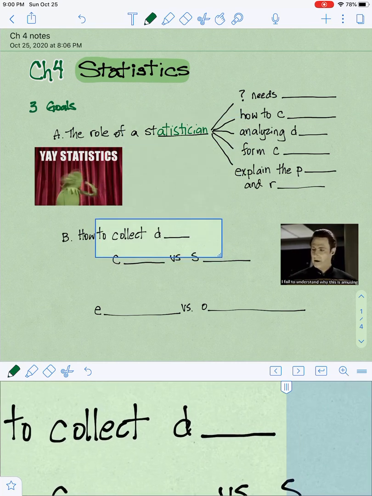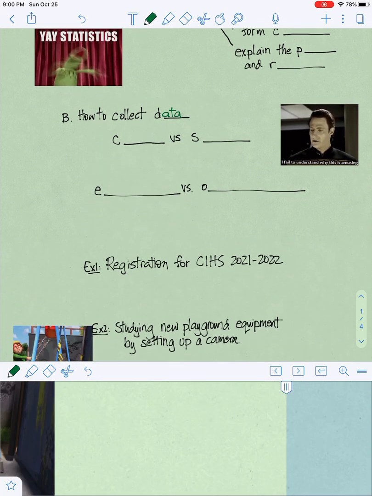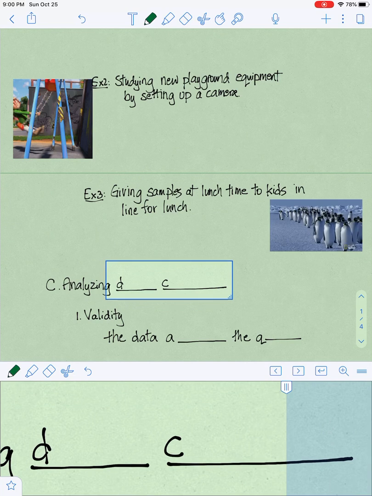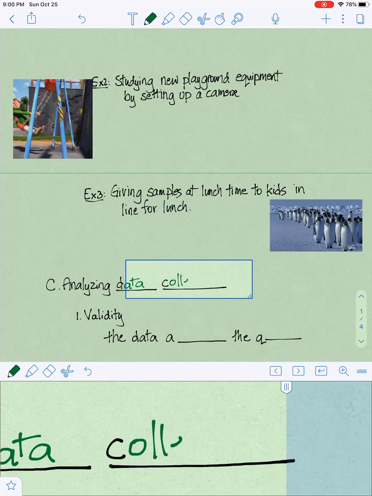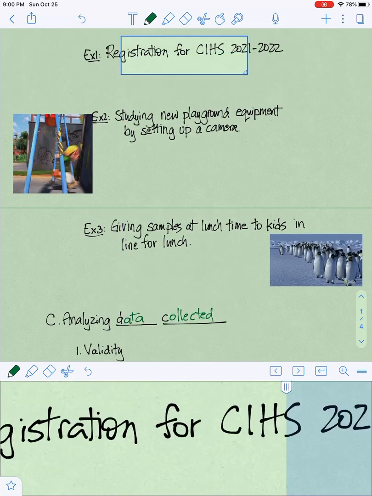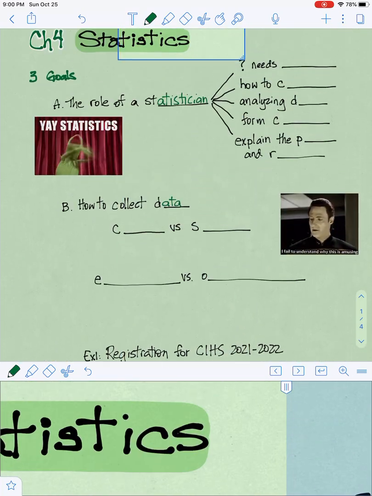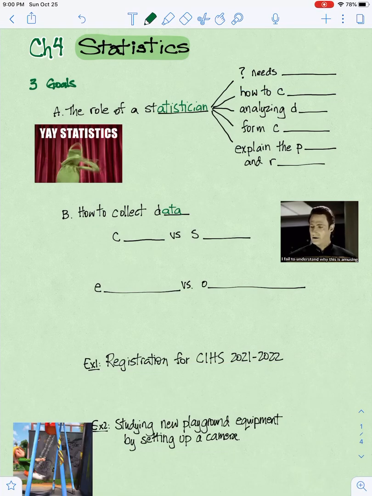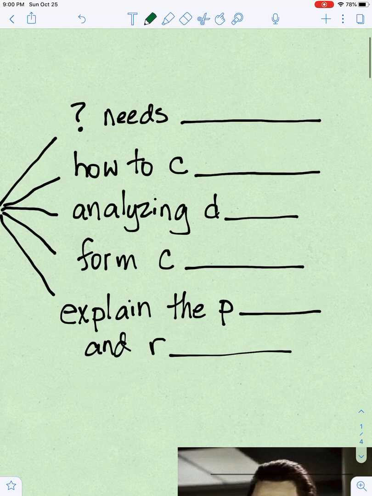All right. Number 2, our second goal is how do we collect data? Third and finally is analyzing that data that has been collected. Okay, so analyzing how it's been collected. We'll actually analyze the data later on. Let's go back to our first goal here. The role of a statistician.